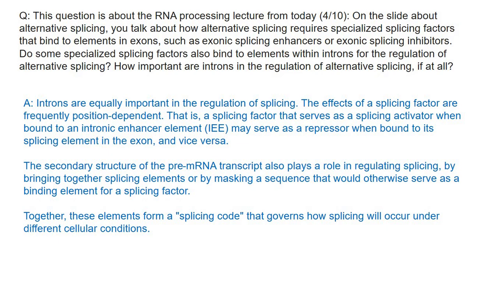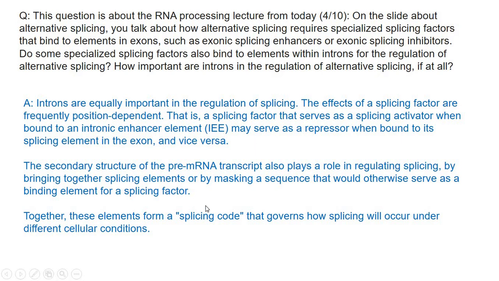The effect of these splicing factors is position dependent, so it depends on where the splicing factor is. The splicing factor can serve as a splicing activator when it's bound to intronic enhancer elements, or it can serve as a repressor when it's bound to its splicing element in the exon, or vice versa. It depends on where it's bound. So these splicing factors can be splicing activators, or they can be splicing repressors.